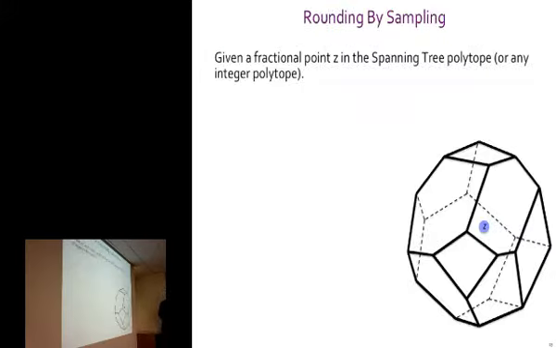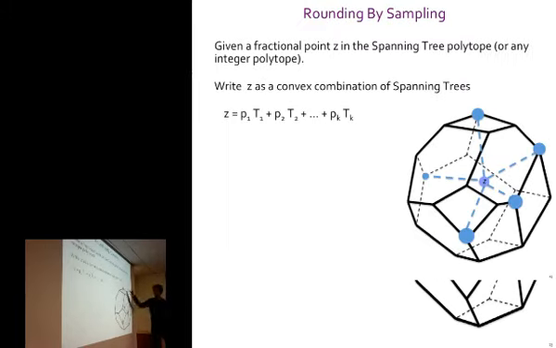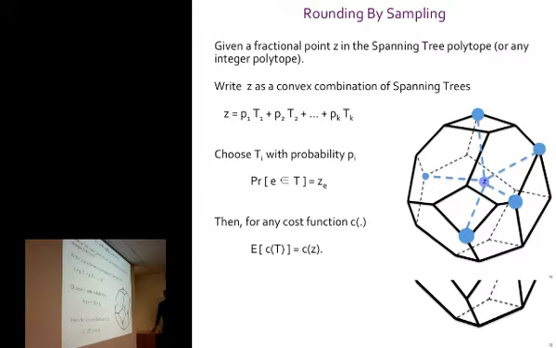So what am I going to do instead? Let's say I have this fractional point z in the spanning tree polytope. Or this could be any integer polytope in general. Now, I'm going to write z as a convex combination of the extreme points of the LP. Because my LP is integer, the extreme points are spanning trees. So I'm going to write z as a convex combination of spanning trees, say p1 T1 plus p2 T2, and so on. Then I define a distribution by choosing Ti with probability pi.